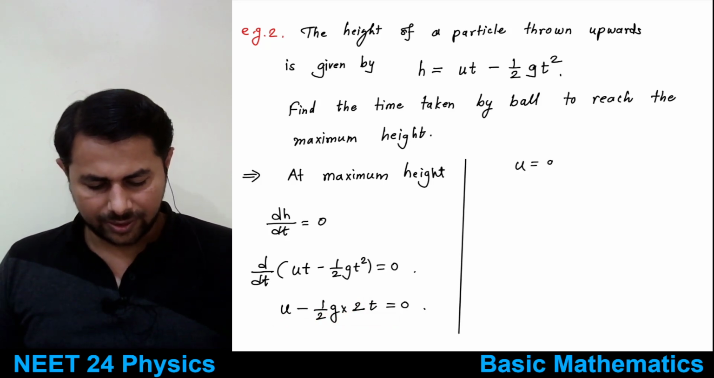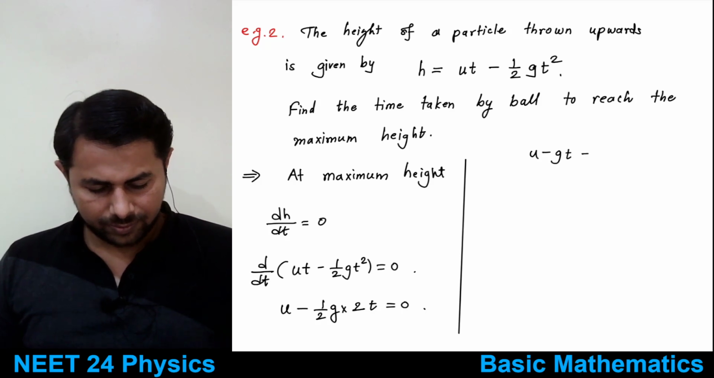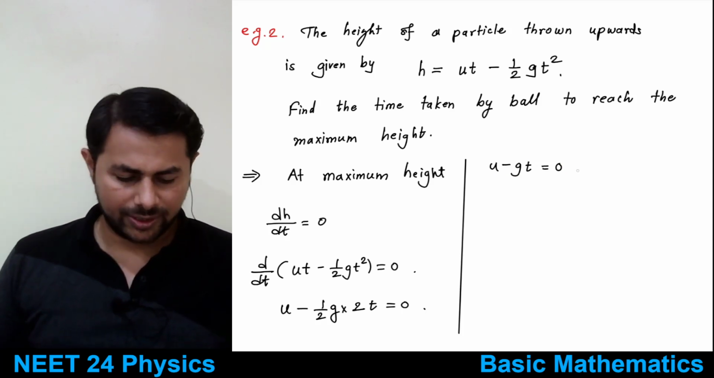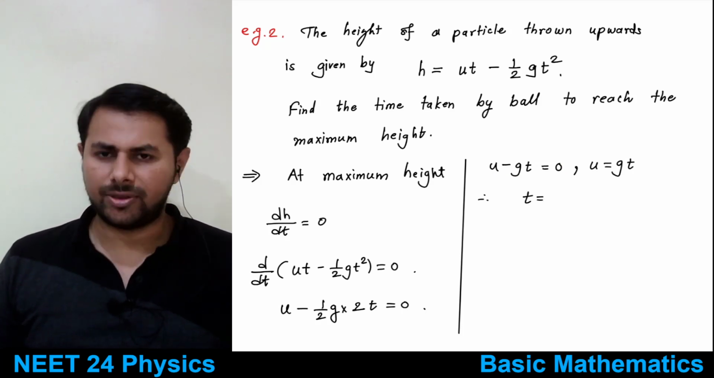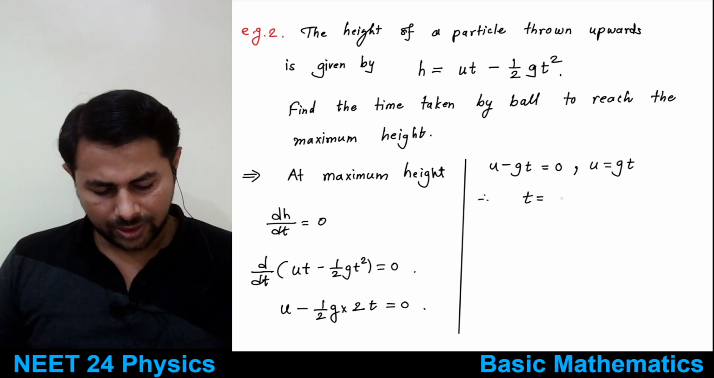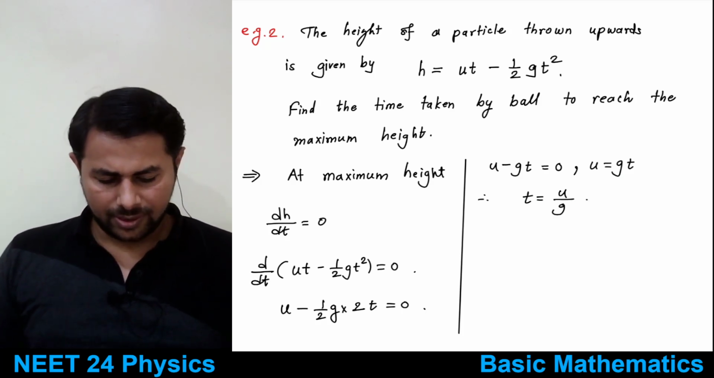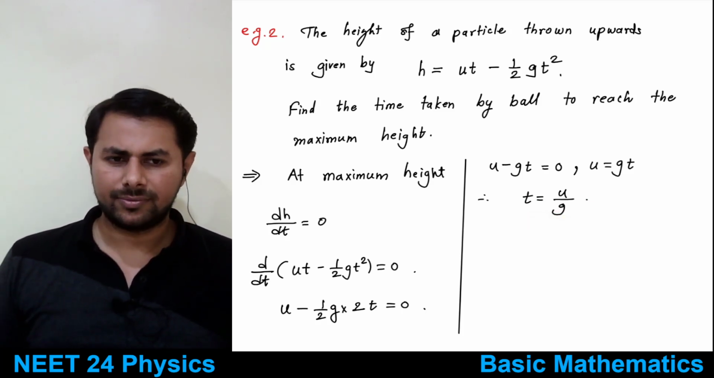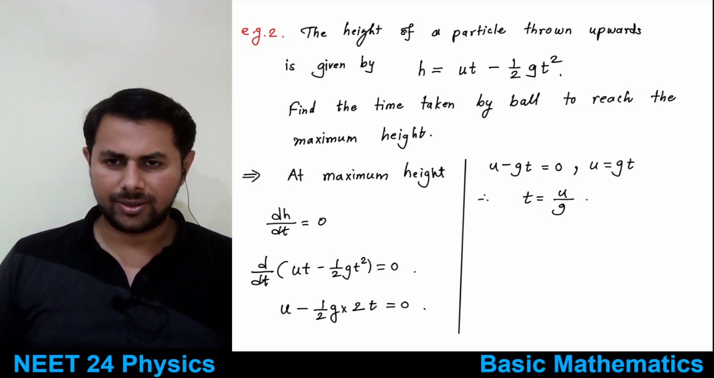u minus gt is equal to 0. That means u is equal to gt, and therefore the time at which there can be a maxima or minima is equal to what? u by g. Yeah, u by g. Now the next thing is to check whether it's a maxima or a minima.